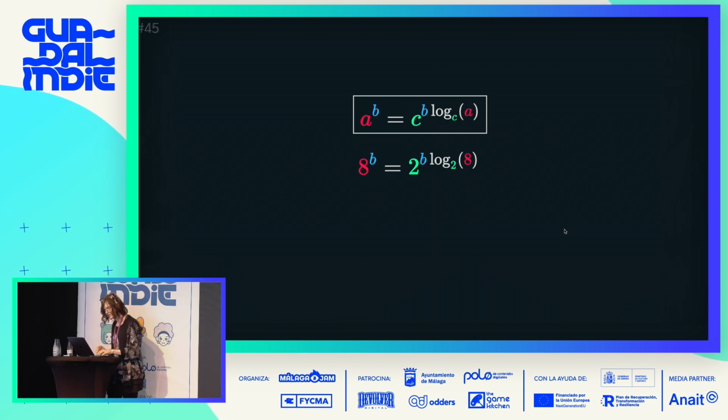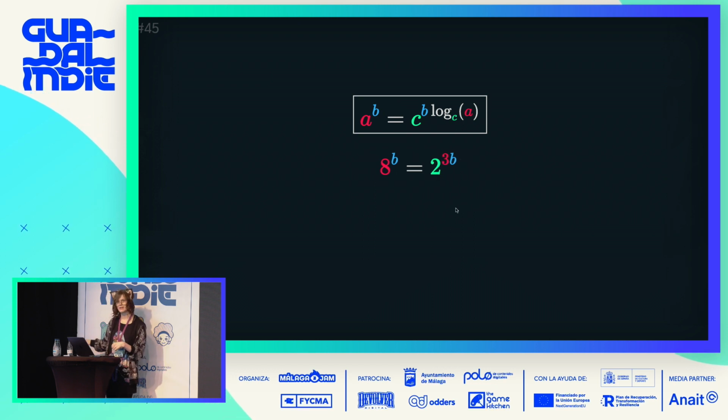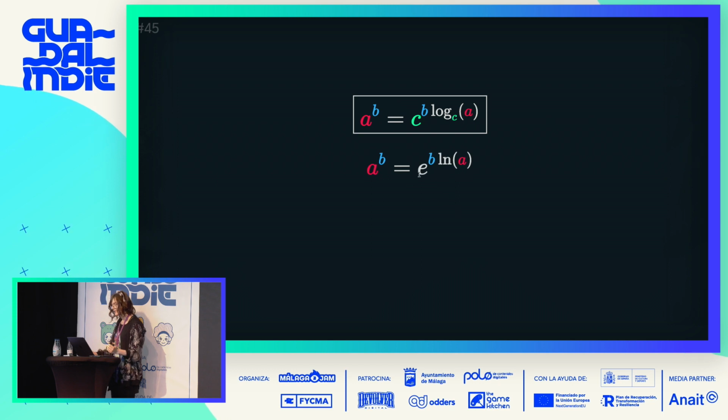So this also applies to the number e. We can swap out any base with e. The log 2 of 8 happens to be 3, and so it's just equal to 2 to the power of 3b. So with e, we can replace a with e to the power of b times the natural logarithm of a. A natural logarithm is just another way to say log e. It just has a special name because it's really useful in math.